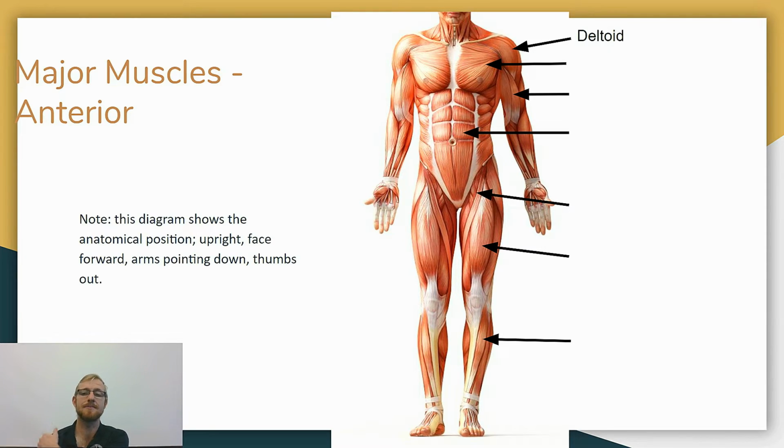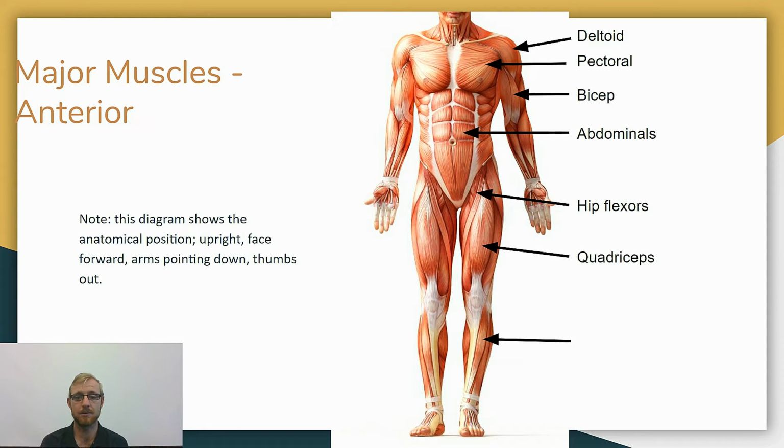On the top of the shoulder here is the deltoid. On the front of the chest is the pectoral group, or the major muscle there is the pectoralis major, but there's some smaller muscles underneath as well. On the front of the arm is the bicep, and on the front of the torso, or your stomach, is the abdominals muscle group. On the front of your thigh, there are two groups of muscles you need to be aware of. One is the hip flexors, and the other is the quadriceps group. Lastly, on the shin, we have the tibialis anterior muscle.